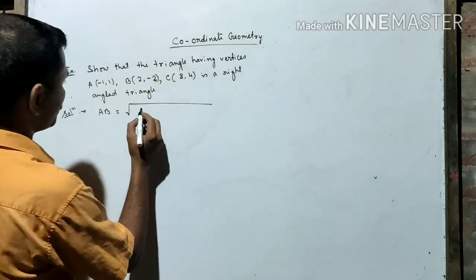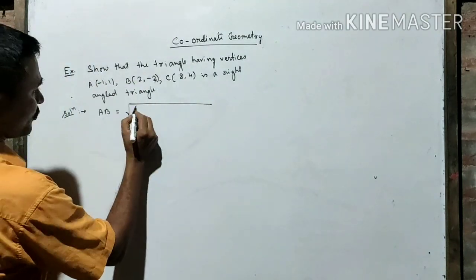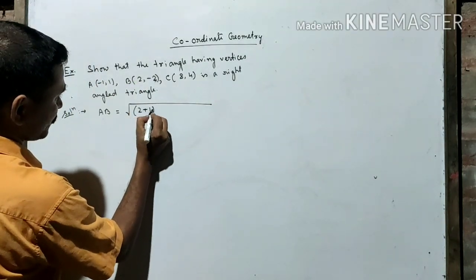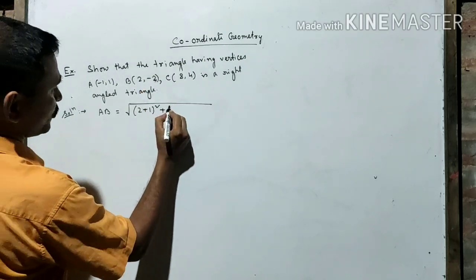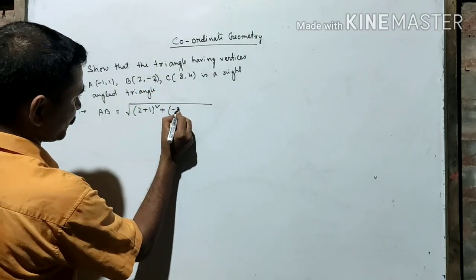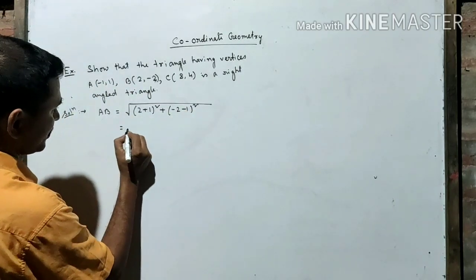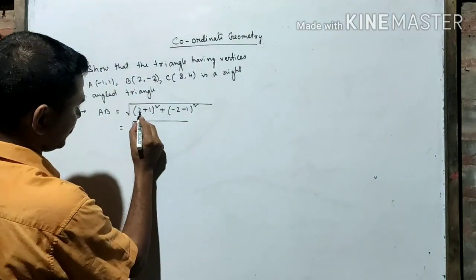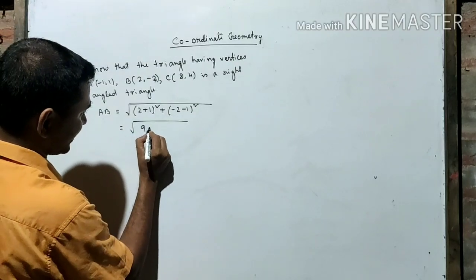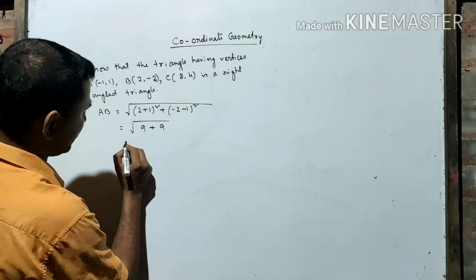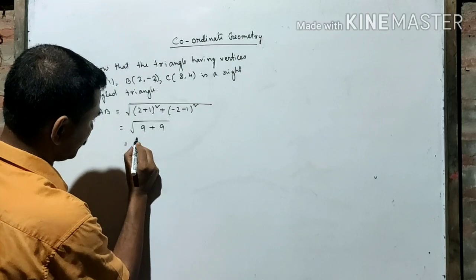AB is equal to root of (x2 minus x1) whole square, so 2 minus minus plus 1 whole square, plus (y2 minus y1), that is -2 minus 1 whole square. This is equal to 2 plus 1, 3 square, that is 9 plus 9. This is equal to root 18.